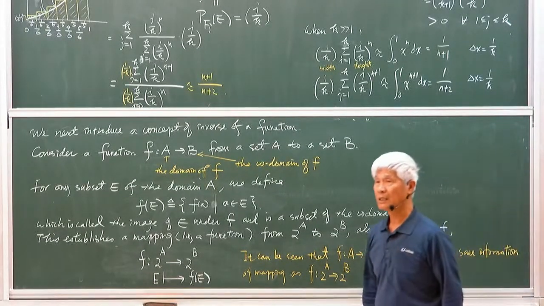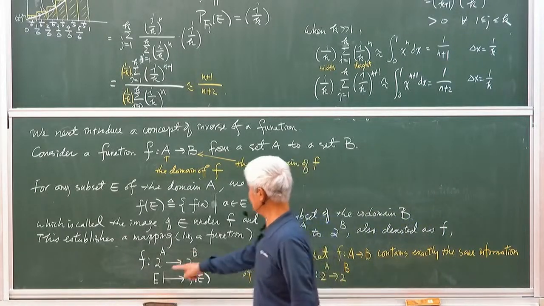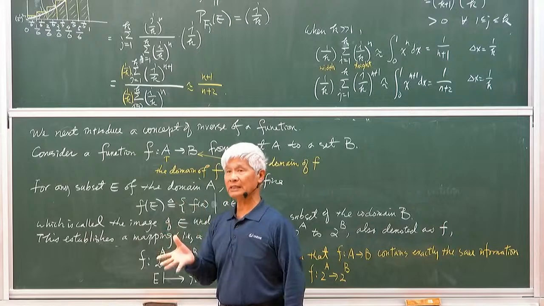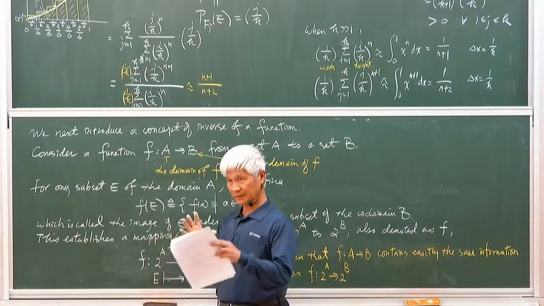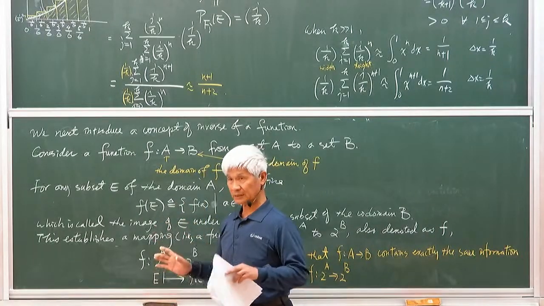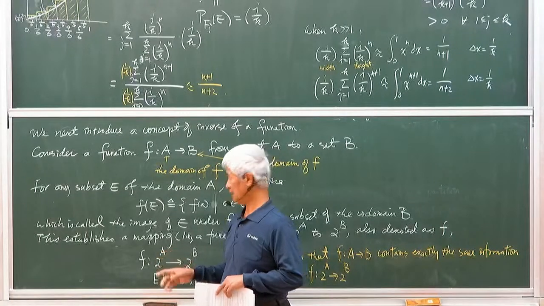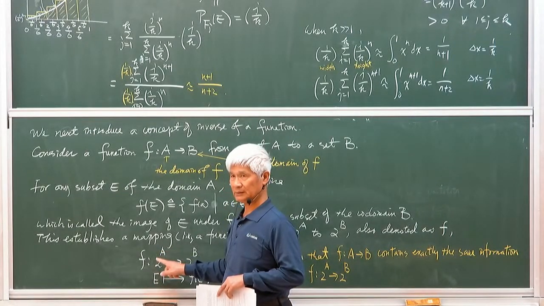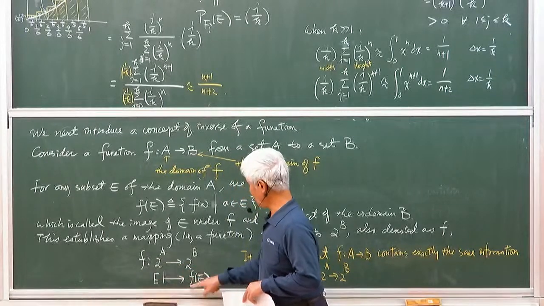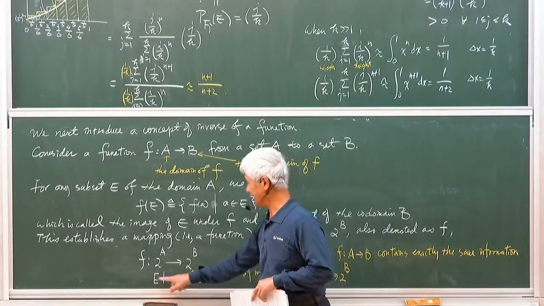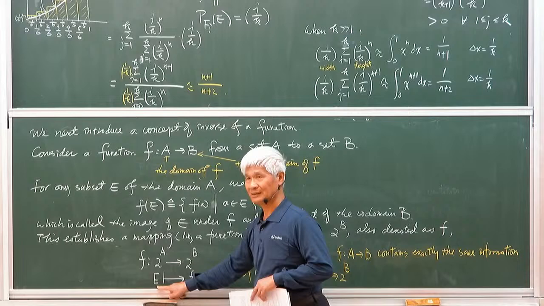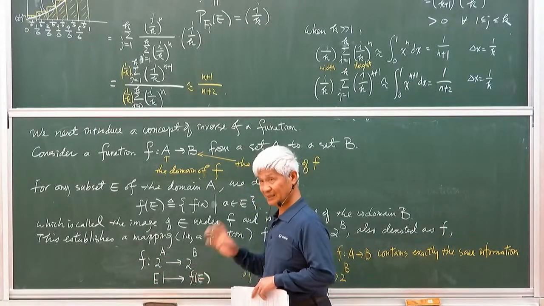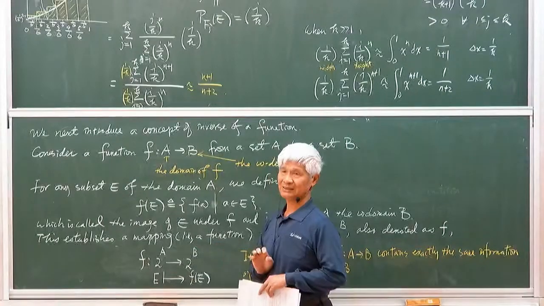Yes? E is a subset because 2 to the A is the power set of A. The power set of A consists of all subsets of A. So E is a member of this power set, and the image of E is also a member of the power set of B. So E is an element of this set, and the image of E is an element of the power set.